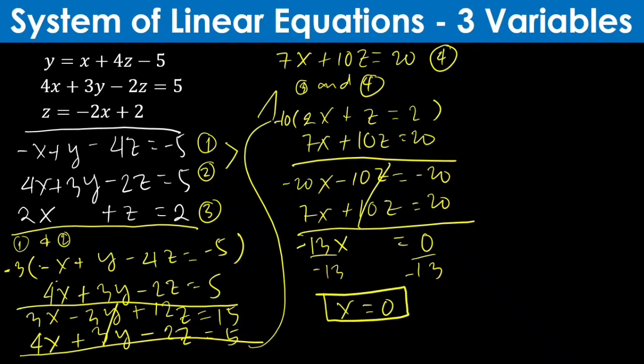And then we already have the value for x. We can substitute it into equation 3 or 4. We'll use equation 3 instead. Substituting x equals 0: 2 times 0 plus z equals 2. This is 0, so z equals 2. We got two variables solved already. We're left with variable y.